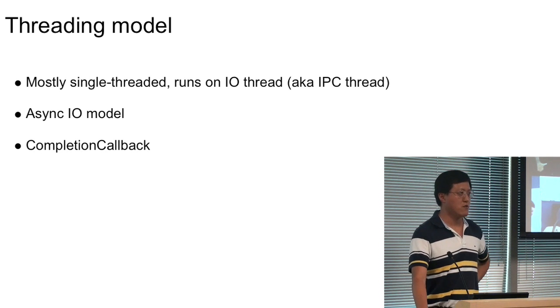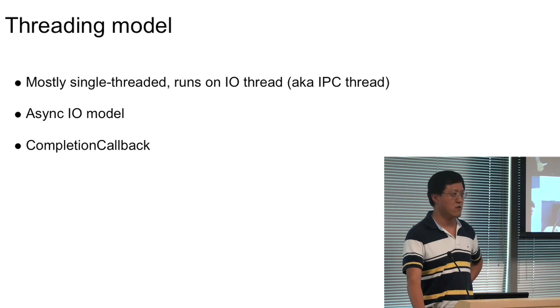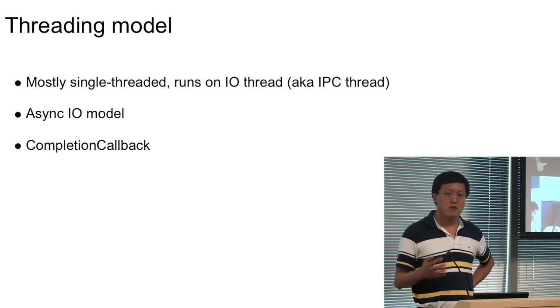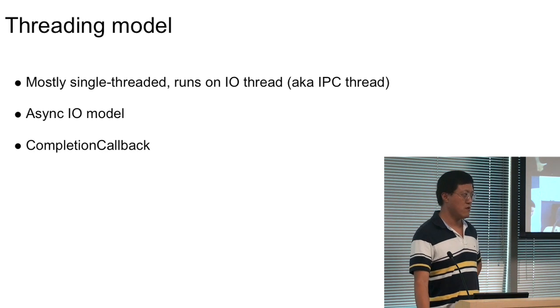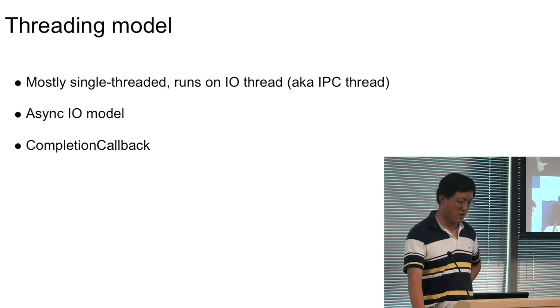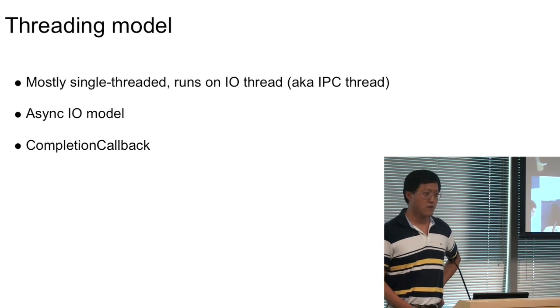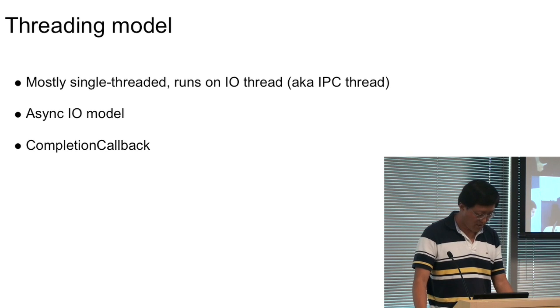And the I/O model is an asynchronous I/O model. So this means you initiate an I/O operation, and we return immediately a status code that says it's in progress. And then when the I/O operation is done, like the read, you say, I want to read. When the data is received, we will invoke your completion callback provided by you on the same I/O thread. So this is the model we're using.